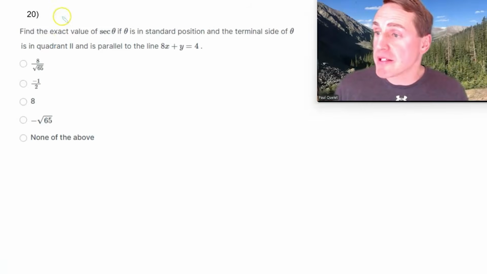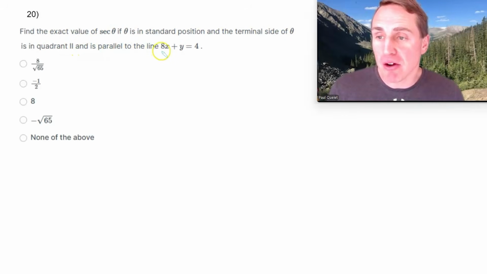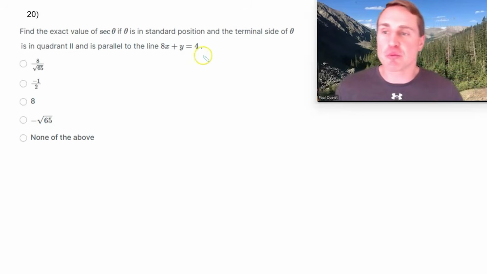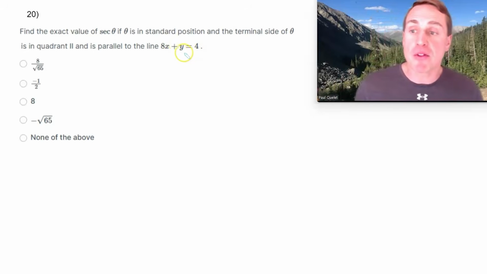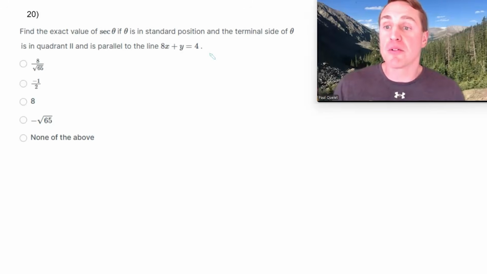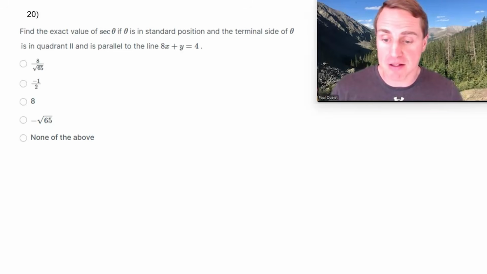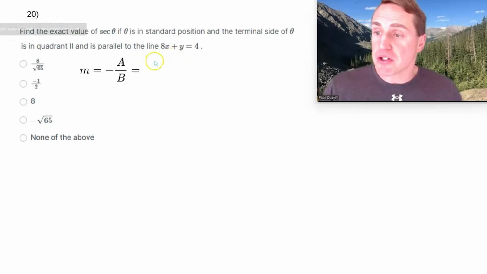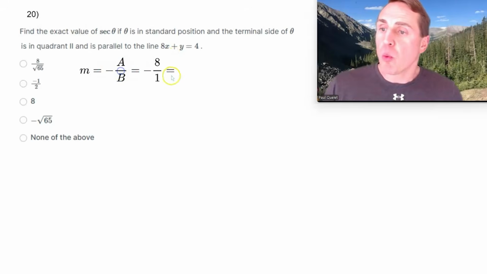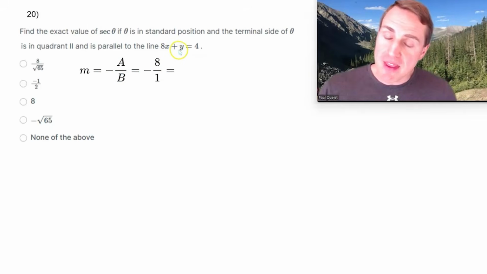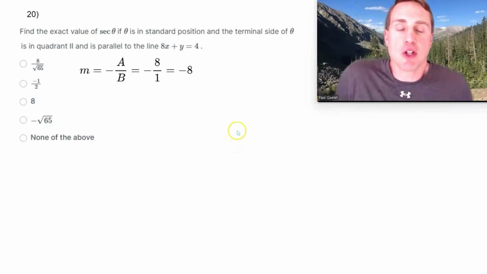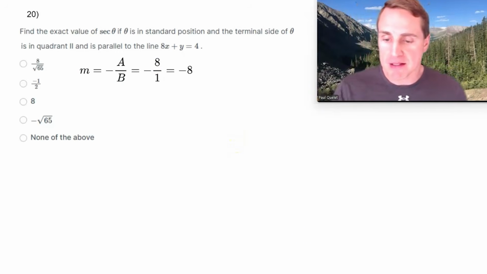Okay, so for question 20, it says find the exact value of secant theta if theta is in standard position and the terminal side of theta is in quadrant 2 and parallel to the line 8x plus y equals 4. Okay, so this is not an algebra class. Let's figure out what the slope of this line is so we can figure out what the slope of the terminal side is. This line is in standard form, so the slope is negative A over B, where A is the front coefficient and B is this coefficient. So it's negative 8 over 1, so that's negative 8.